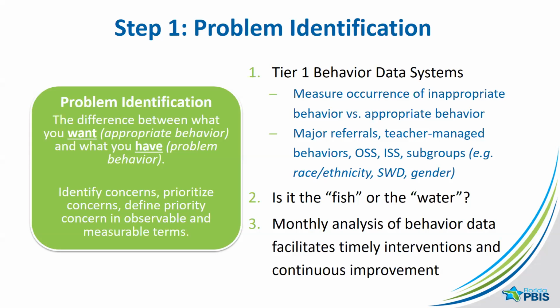So essentially what we're going to be looking at here are different sources of data, but in a sense we're trying to avoid the individual student focus here. We really want to ascertain in this step 1 for Tier 1, are we dealing with the fish or the water kind of a situation? So if you think about a fish tank with a bunch of fish in it, some of them might be swimming sideways.